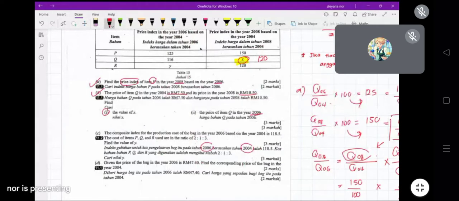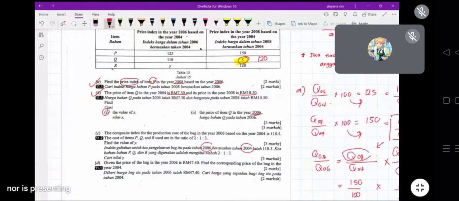Now we see C. I'm going to pause it here. The composite index for the production cost of the bag in the year 2006 based on year 2004 is 118.50. The cost of items P, Q, R used in the ratio of 2:1:3. So by this time we are going to use our new formula.